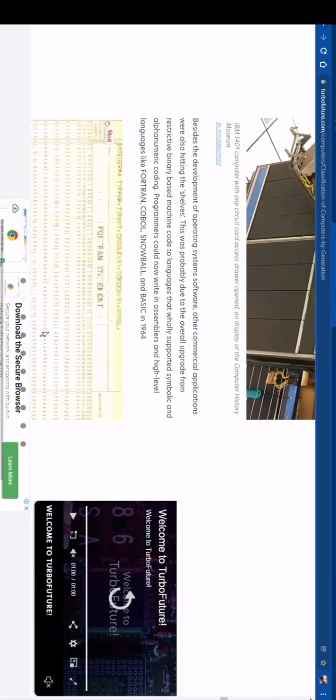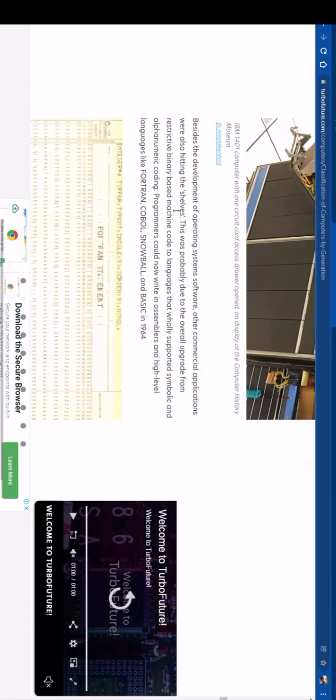Now we see what happens in this second generation computer. That computer uses switch memory. That computer uses machine language or different languages. What are the different languages that came into existence? Besides the development of operating system software, other commercial applications were also hitting the shelves.